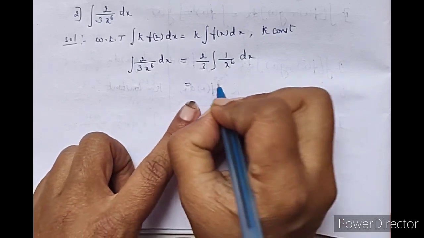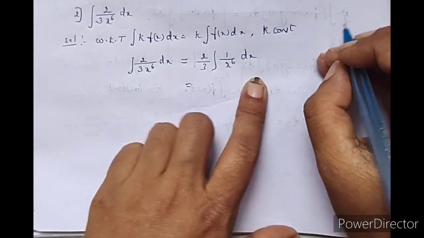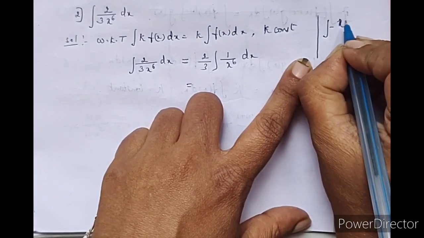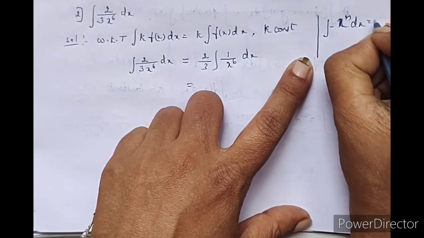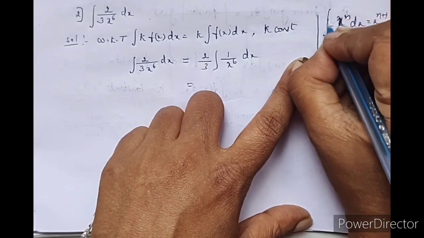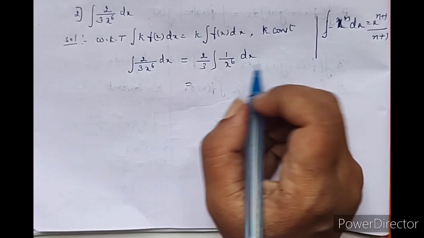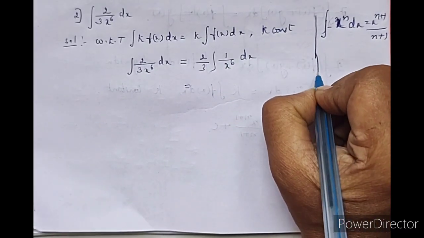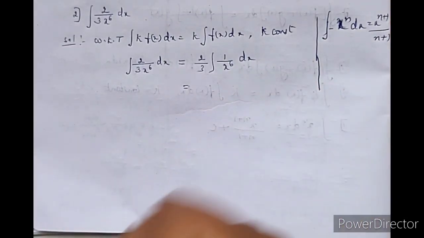So now, what is the standard formula of integration? Integration of x to the power of n dx is equal to x to the power of n plus 1 divided by n plus 1. This is the standard formula of integration. We need it as x to the power of n, but here we have 1 divided by x to the power of 6. So what do we have to do? We have to write 1 divided by x to the power of 6 in terms of x to the power of n. How can we write it?